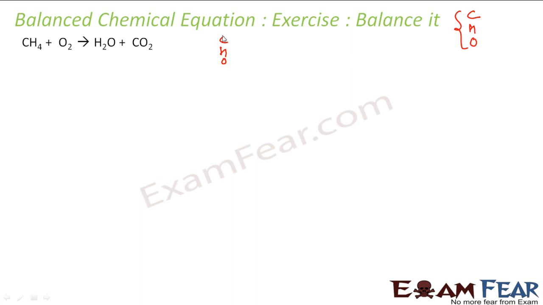So CHO I have to check. This is my reactant side, this is my product side. So in reactant side I have 1 carbon, and product side I have 1 carbon. Carbon is balanced. Next check hydrogen. There are 4 hydrogens here. There are 2 hydrogens here. Correct. That means this is not balanced. So I have to multiply this guy with 2. So I will get 4 hydrogens. So the new equation I will get is CH4 plus O2 is equal to 2H2O plus CO2. Please note I am not changing this formula, but I am just multiplying this number.